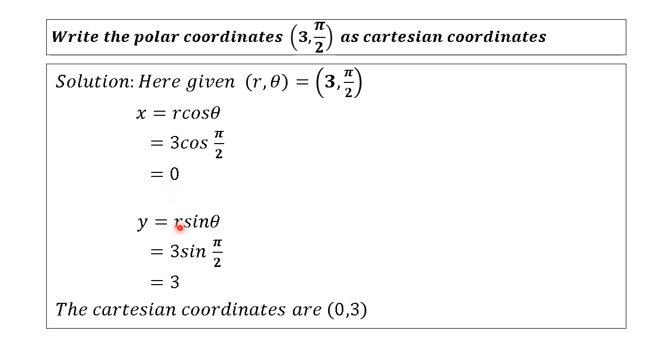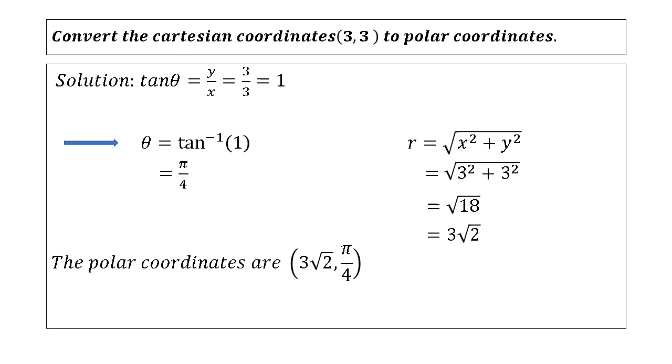Next, y is equal to r sin theta. Just substitute the values of r and theta here. r is 3 and theta is pi by 2. As you all know, sin pi by 2, sin 90 degrees, is 1. 1 into 3 is 3. Therefore, the Cartesian coordinates are 0 comma 3.